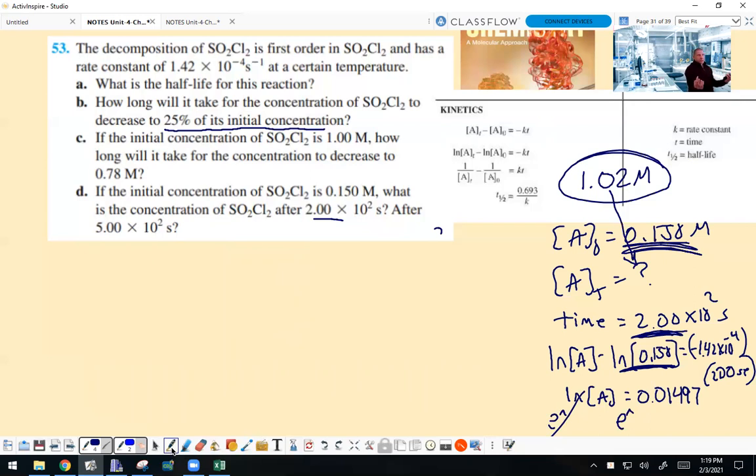Why I know it's wrong. So do you see why I know it's wrong? If our initial concentration is 0.15, it's not possible for our concentration to go up to 1.02. It has to go down because we're using it up. But again, let's just plug it in. So it could be something simple. I could just be hitting a button wrong.